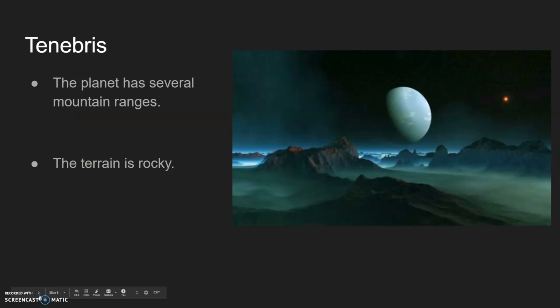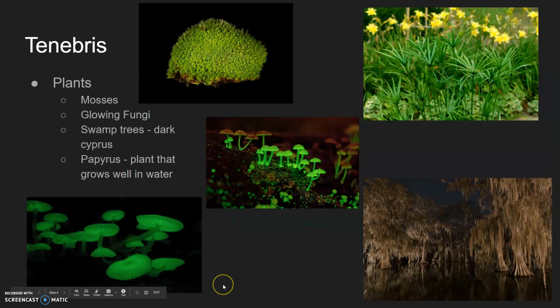More on Tenebris. The planet has several mountain ranges. The terrain of the planet is rocky and wet, as we saw on the last slide. The plants that engineers have currently placed on this planet are as follows. There are mosses, which you see pictured here, glowing fungi, okay? There are 2 species of mushrooms, which are fungi that live on the planet, swamp trees called dark cypress, which you see here, and papyrus, which is a plant that grows well in water.